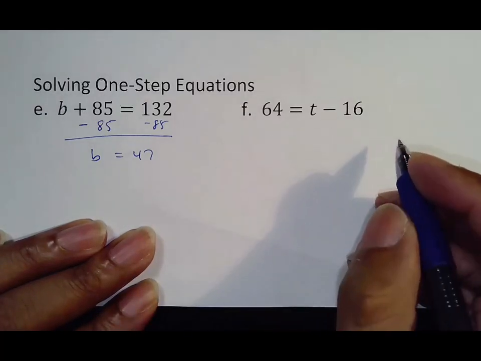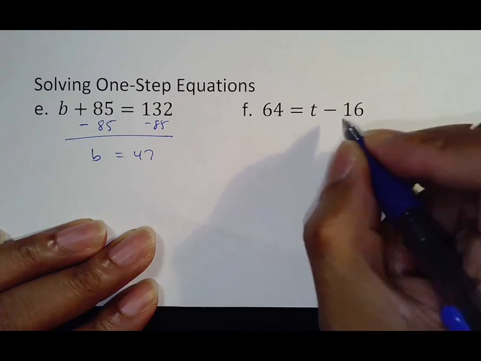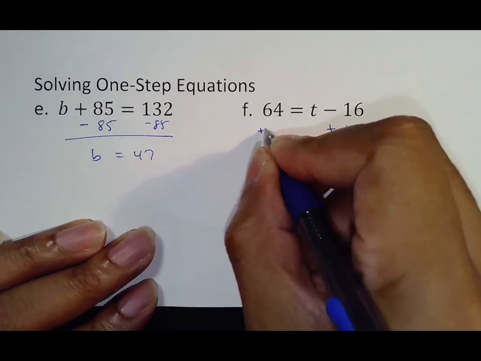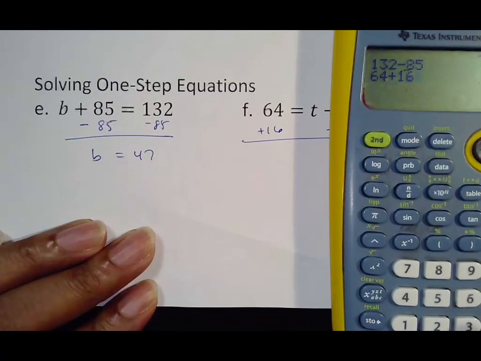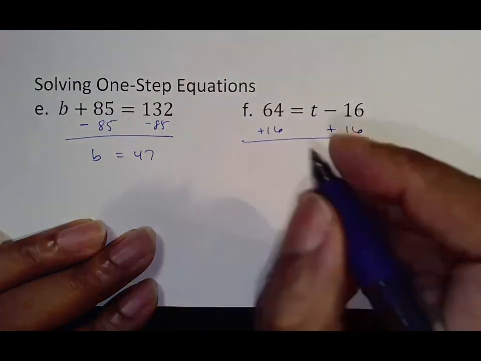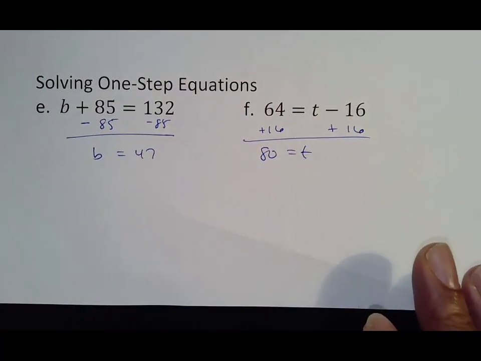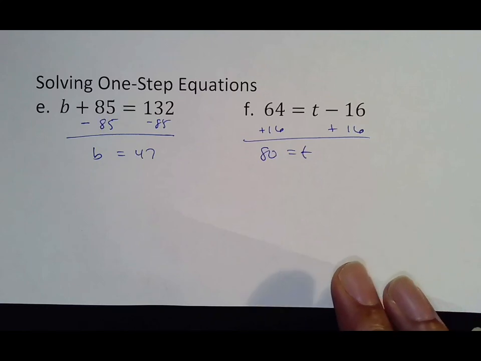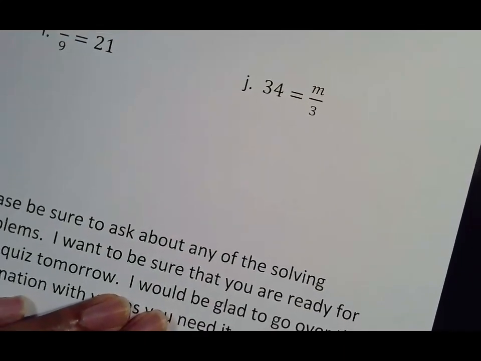64 equals t minus 16. So what we're looking at here is, again, t minus 16. It's a minus 16, so I need to put plus 16 here, plus 16 there. 64 plus 16 equals 80. And so there you go there. Almost done. 4 more. Just to make sure we get you ready for that quiz.